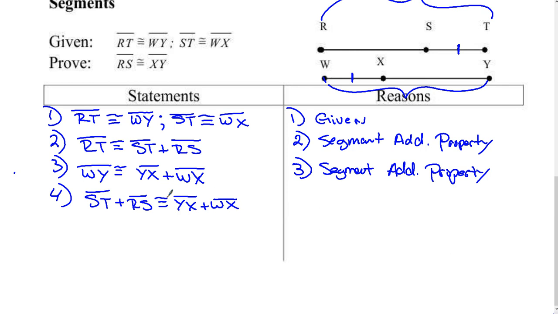Okay, and so what did I do with these values here? It's a substitution. I'm substituting it with something that means the same thing. So it's stated that these two go together, and this is a substitution. I'm substituting RT from here with what we stated RT is equal to. Same thing over here, WY, I'm substituting with what it's equal to.